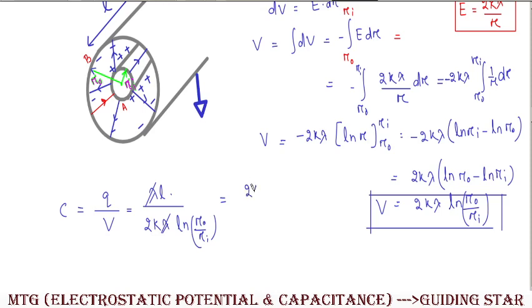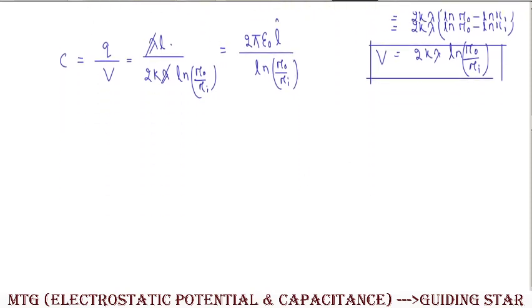So it will be 2 pi epsilon naught into the length of the given cylindrical capacitor divided by log ro divided by ri. So remember this particular formula. This is the capacitance of a cylindrical capacitor. So the capacitance of a cylindrical capacitor is 2 pi epsilon naught times the length of the capacitor divided by log ro by ri. Clear? So it is in the natural logarithmic form.